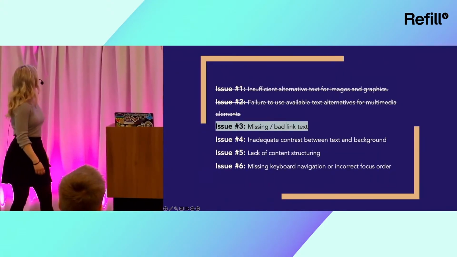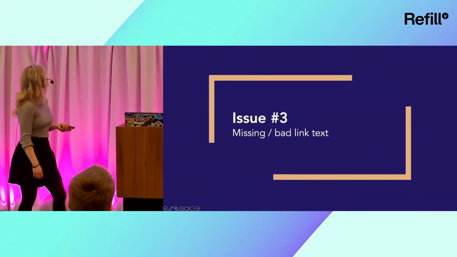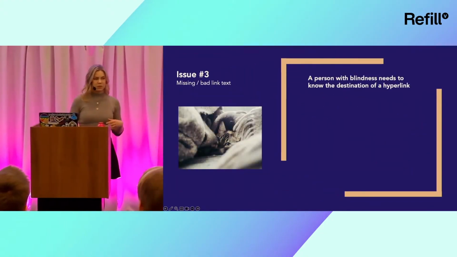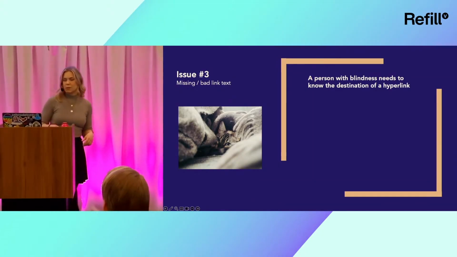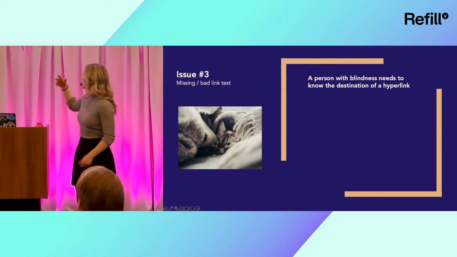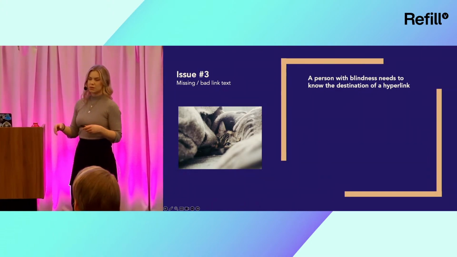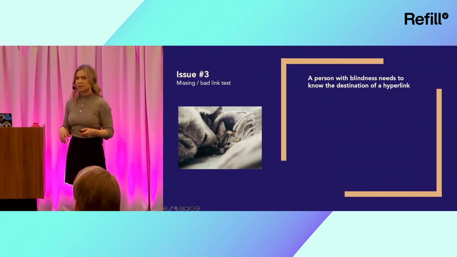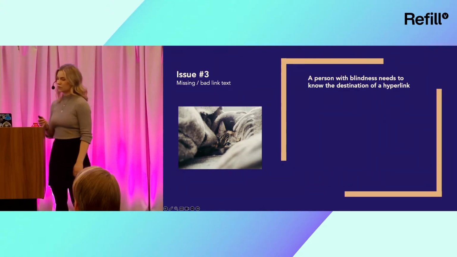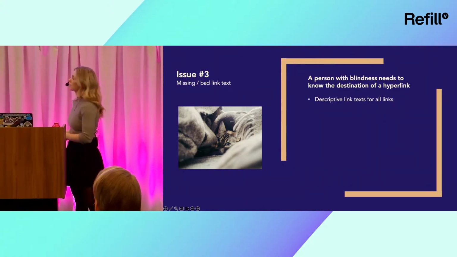Issue number 3, missing or bad link text. A common mistake is missing or simply just bad link text. A web app or website is mostly full of links that are either taking you to a new site or taking you to another place on the same site. But we as developers have a tendency to put insufficient text like just "read more" or icons as link text. And how is a person with blindness supposed to know what "more" means without having any context?